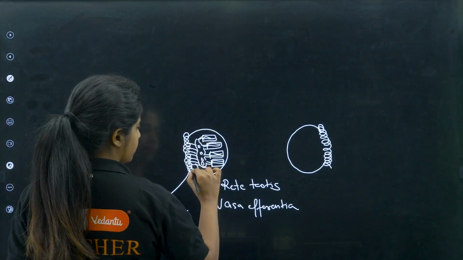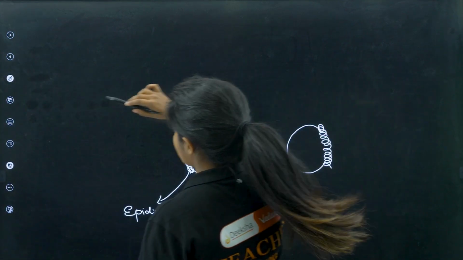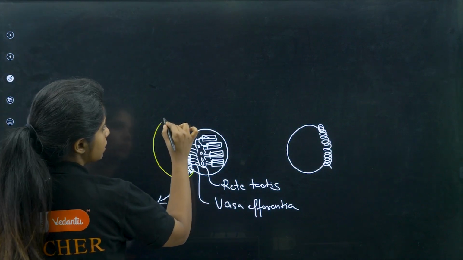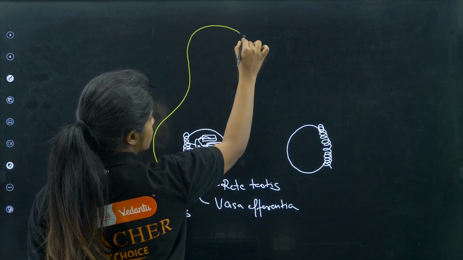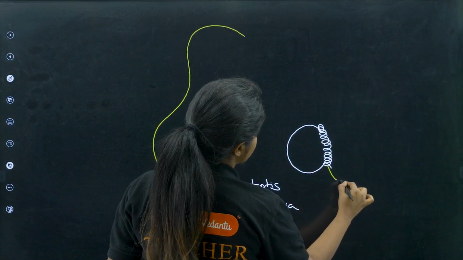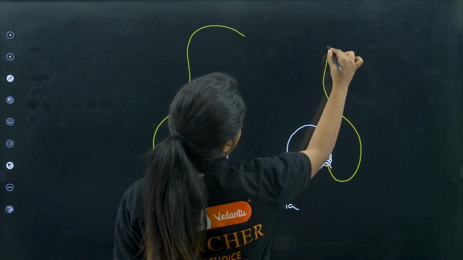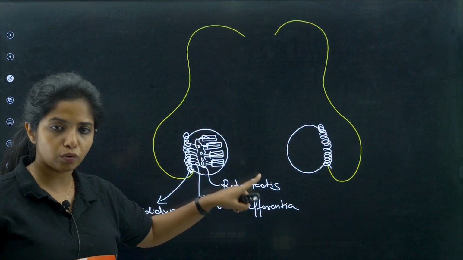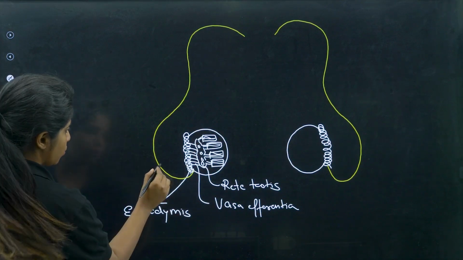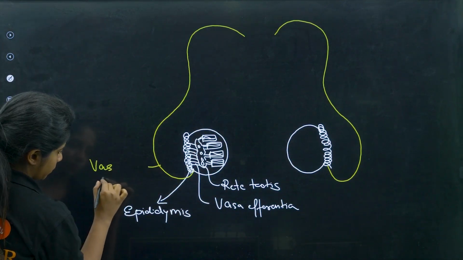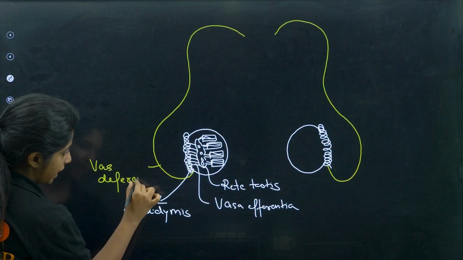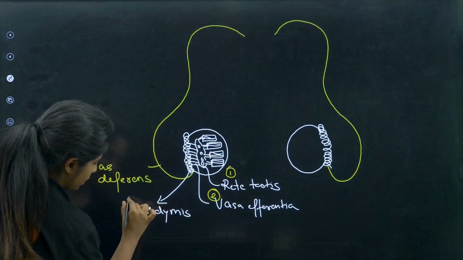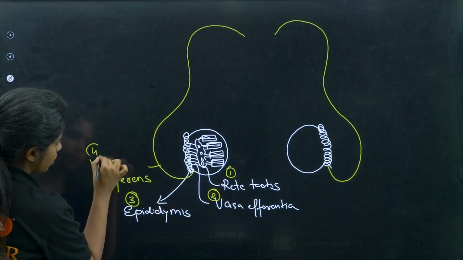Now, from epididymis, there will be another structure which will be coming forward. That is what? Vas deferens. So, from here, it is going to go up. Similarly, from here also, it is going to go up. Okay, that side I'm not going to draw, I'm just going to draw this side. This is the vas deferens. So these are all the accessory ducts, 1, 2, 3 and 4.